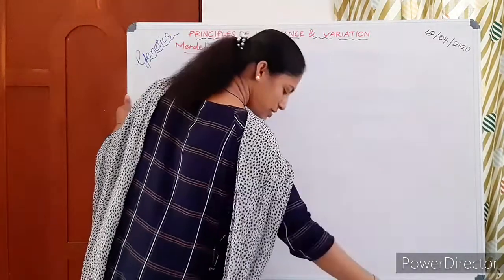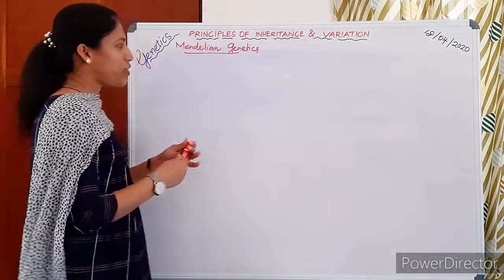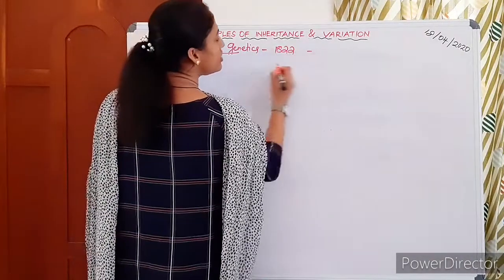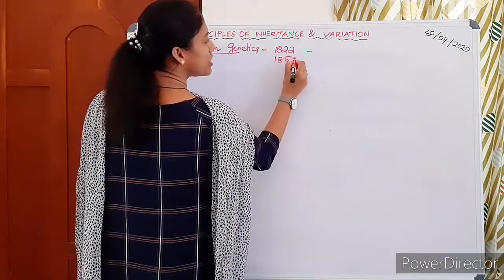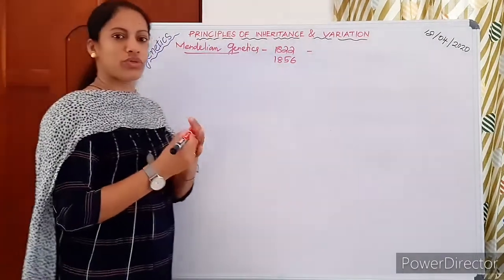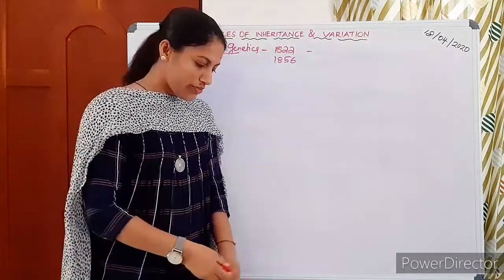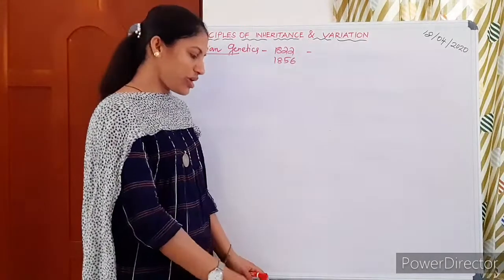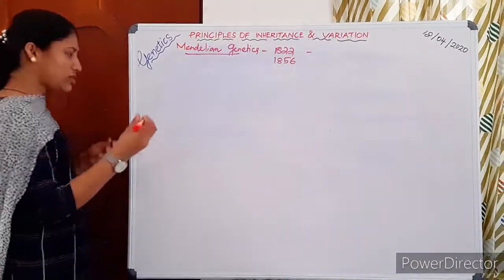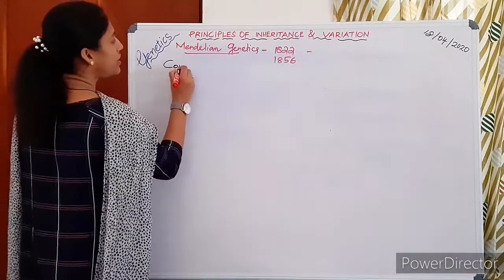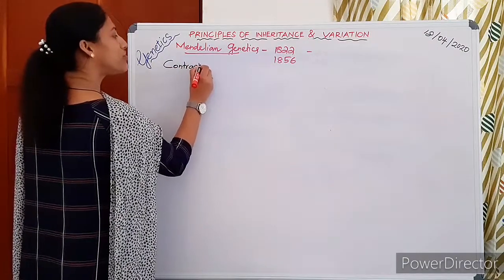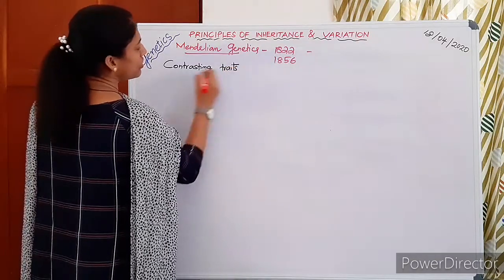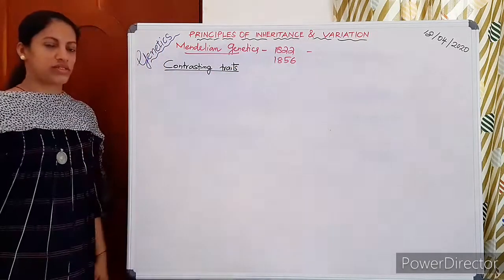Mendel started his experiment in 1856. He was born in 1822. He started his experiments in 1856, and about 7 years he took to publish his work. He belonged to Austria, present Czechoslovakia, and he always selected many contrasting traits for his studies. That is considered one of the main reasons for his success.